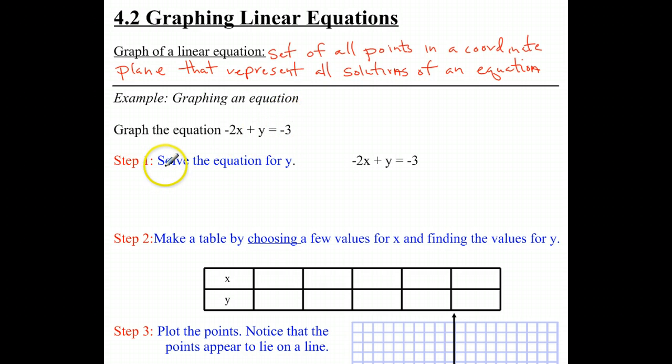The first step is going to be to solve the equation for y, or to rewrite it to get y by itself. We see that we have y being added to negative 2x. If I want to isolate my variable, I'm going to add 2x to both sides so that I can get y by itself. I'm going to end up with negative 3 plus 2x, but we know we want that x term first, so I'm going to write it as 2x minus 3, or plus a negative 3. That would be the same thing.